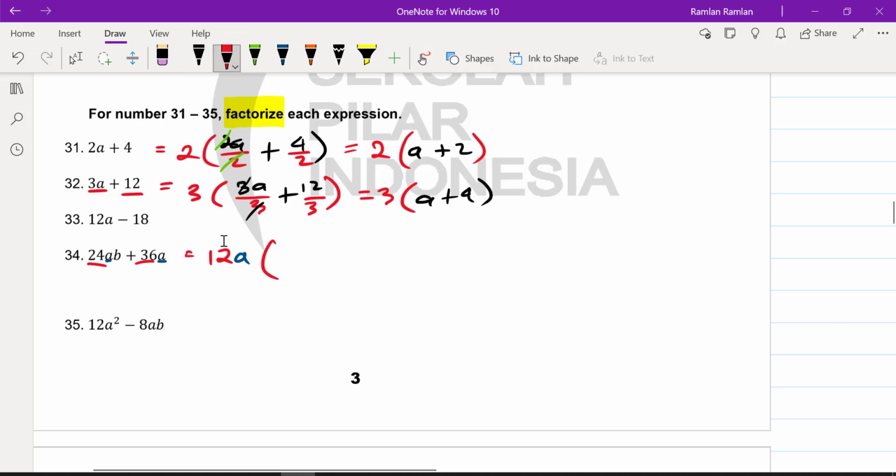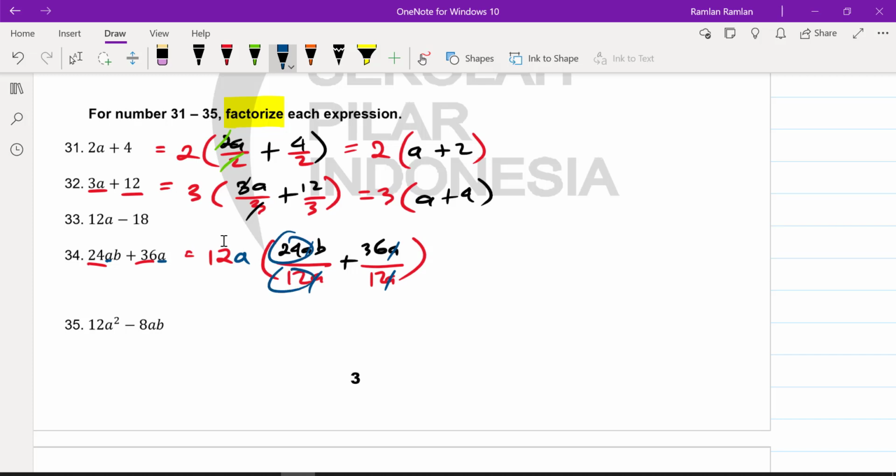Use a bracket and then write down the 24ab and then plus the 36a, and then divide everything by this number here. That term that is being pulled out, the 12a, and this is also 12a. And then you cancel what we can cancel. Like this one here, we can cancel the a. We can also cancel the a, right?